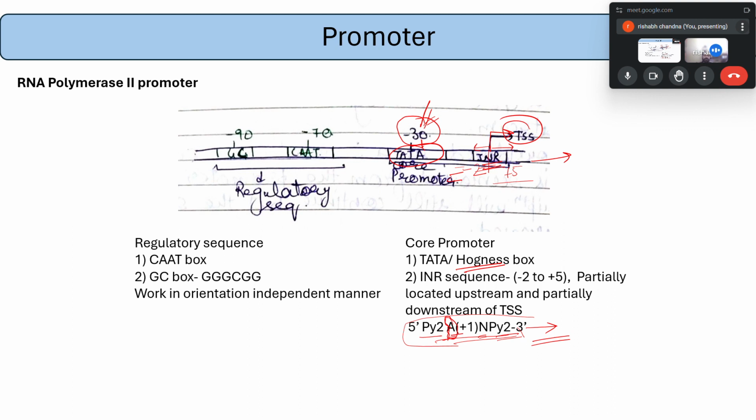Okay. Now talking about the regulatory sequence, we have two boxes, the CAAT box and the GC box. The CAT box is present at the -70 position and the GC box at the -90 position. Here the GC box has a sequence of GGGCGG, and it is highly conserved. These two sequences work in an orientation independent manner. That means if the CAT box comes first compared to the GC box, it will still work in the same way. Here all the activators and transcription factors bind. The TATA box facilitates the binding of the transcription factors that recruit the RNA polymerase.